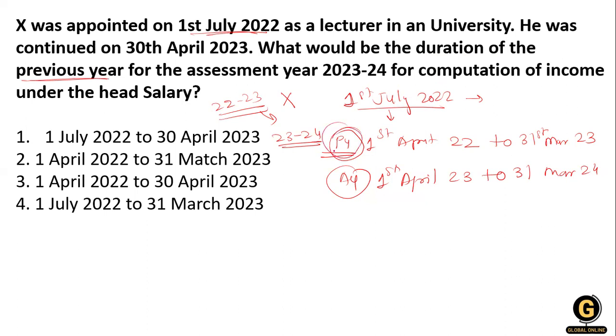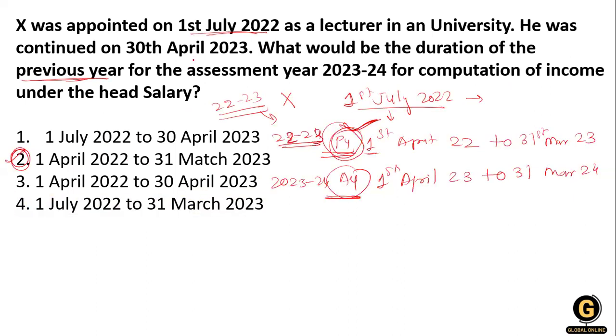The assessment year is 23-24 and the previous year is 22-23, for the computation of the income under the head of salary. So what will be the right answer? 1st April 22 to March 23. So option number 2 is the right answer. Clear?